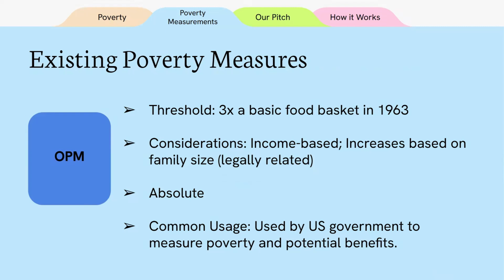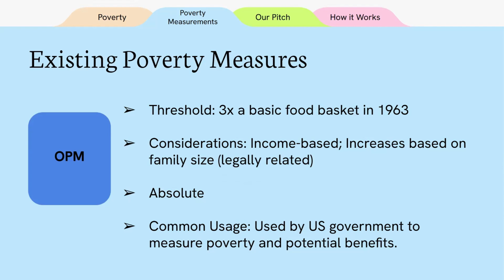There are three types of existing poverty measures we feel are important to explain in order to address our take on poverty. The first of these is the OPM, or the Official Poverty Measure. This is the primary type of measure used by the U.S. government to address poverty and potential benefits.